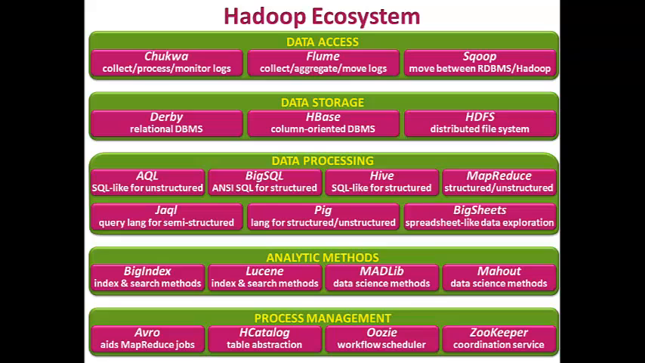The data access layer contains software to copy data from databases and logs into Hadoop. The data storage layer contains software to store and manage data. The data processing layer contains software to analyze unstructured, semi-structured, and structured data. The analytics methods layer contains libraries of analytic and indexing functions. The process management layer helps the other Hadoop software work together.